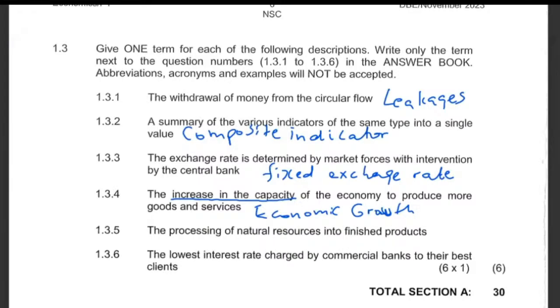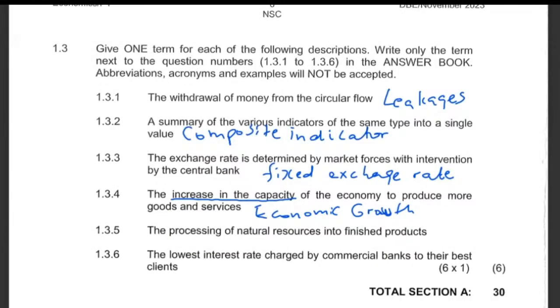So now moving on to the next question, we have 1.3.5, which reads as follows. The processing of natural resources into finished products. This is nothing but manufacturing, because manufacturing is where we process the factors of production into finished goods and services.